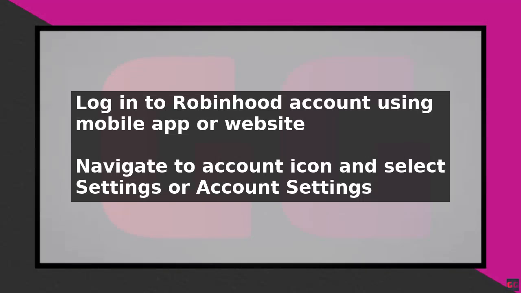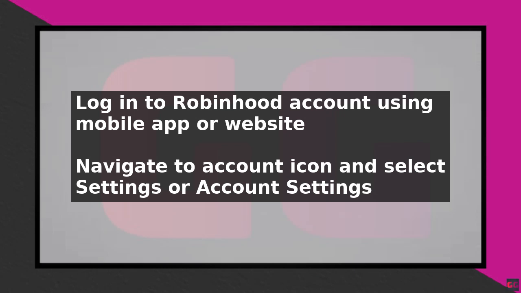To enable options in Robinhood, you need to have a Robinhood account and understand the basics of options trading. First, log into your Robinhood account using the mobile app or website. Navigate to the account icon, usually located at the bottom right corner of the screen, and tap on it.